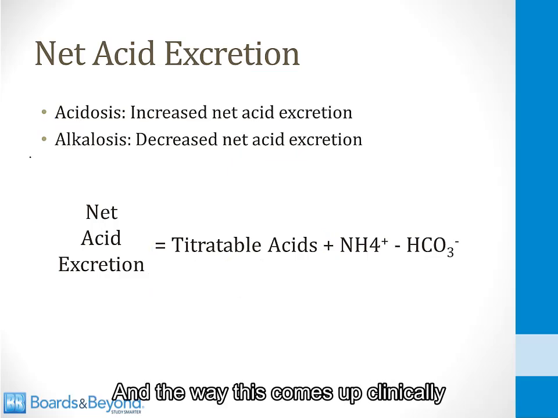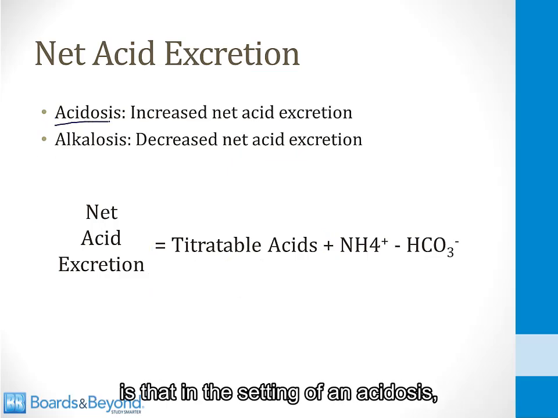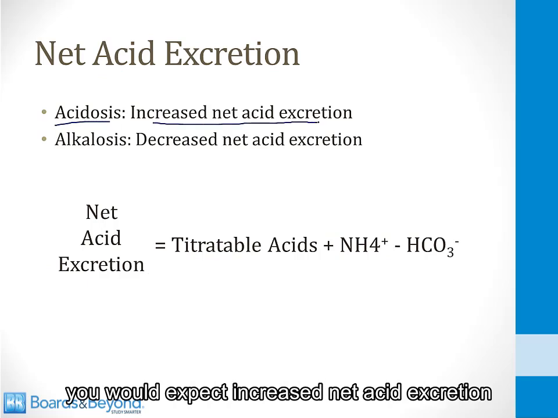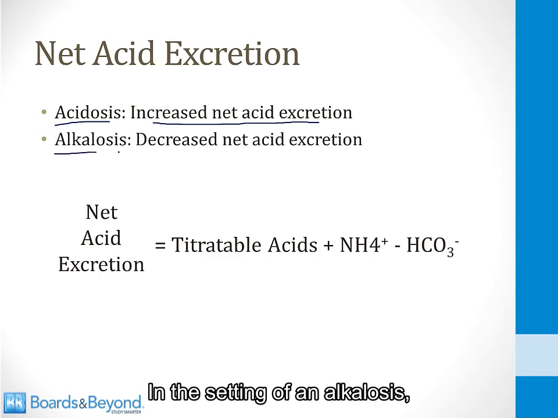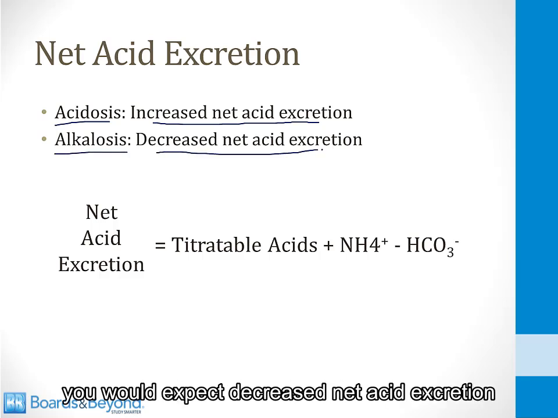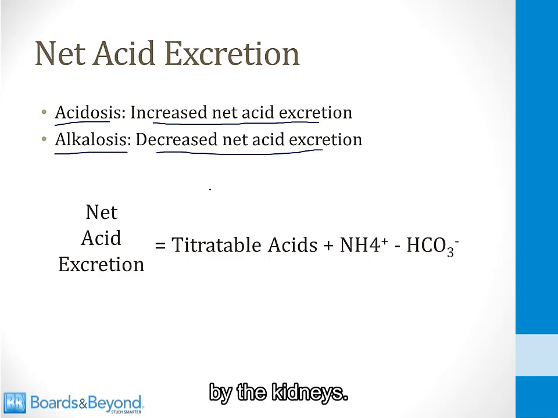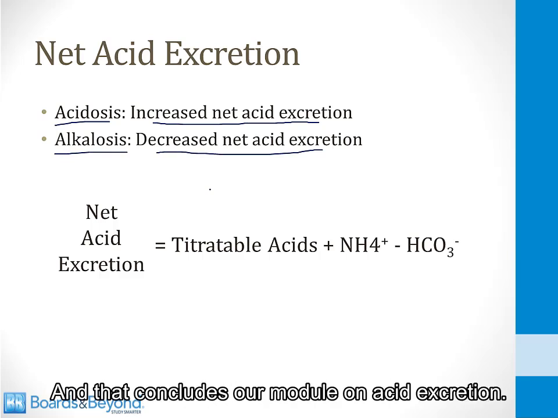And the way this comes up clinically is that in a setting of an acidosis, you would expect increased net acid excretion by the kidneys. In the setting of an alkalosis, you would expect decreased net acid excretion by the kidneys. And that concludes our module on acid excretion.